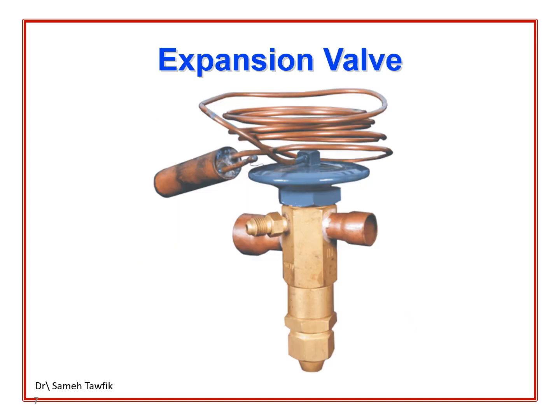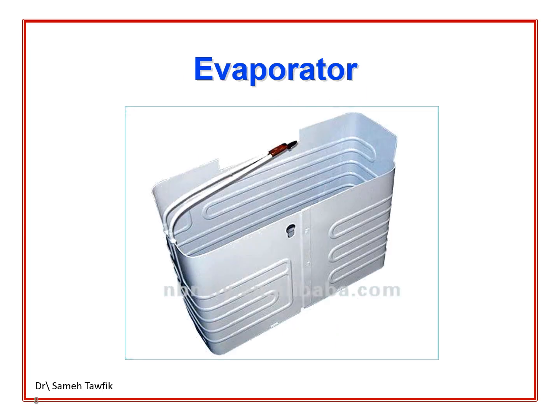Expansion valve. The expansion valve regulates the flow of refrigerant into the evaporator. It decreases the pressure of the refrigerant, allowing it to expand and cool before entering the evaporator. Evaporator. The evaporator is where the refrigerant absorbs heat from the environment. As it absorbs heat, it evaporates from a liquid to a gas, thus cooling the surrounding area.